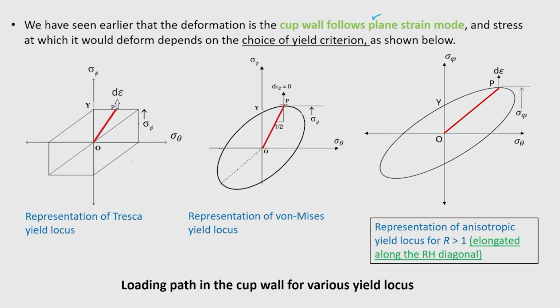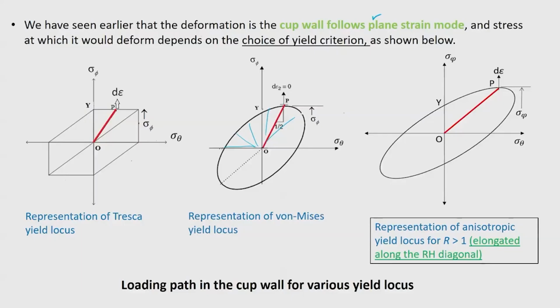Okay. So in this diagram you can see OA, OB, there are 5 different stress paths we have seen. In that we mentioned as an example that for a plane strain mode of deformation, the cup wall is the best example. So we have earlier seen that the deformation in the cup wall follows plane strain mode, and the stress at which it would deform depends on the choice of yield criterion.